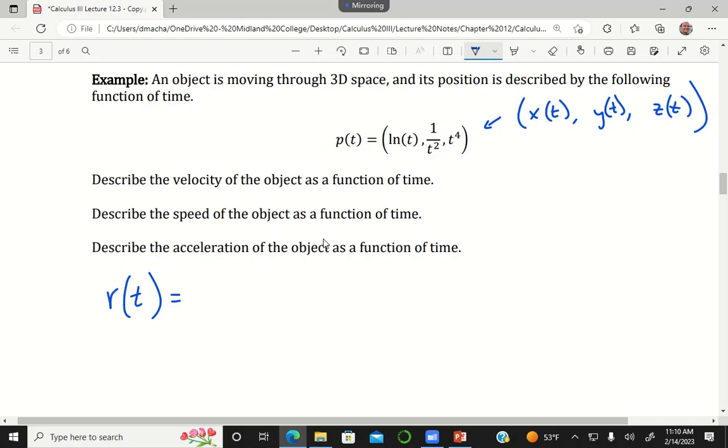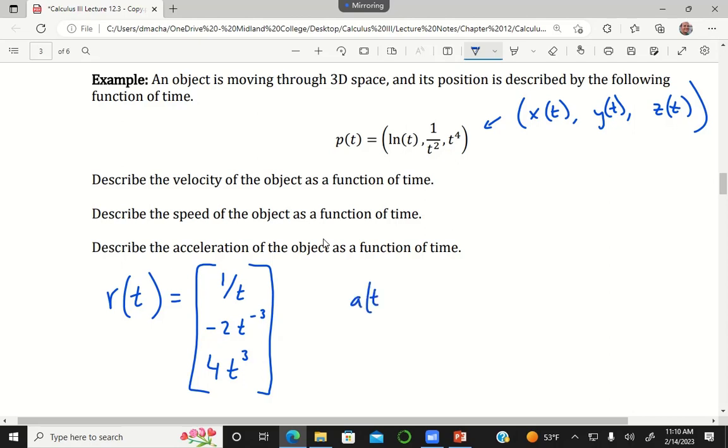So then the derivative of natural log t is going to be 1 over t. The derivative of t to the negative 2 power would be negative 2t to the negative 3 power. And then t to the 4th power would be 4t to the 3rd power. So there's your velocity vector.